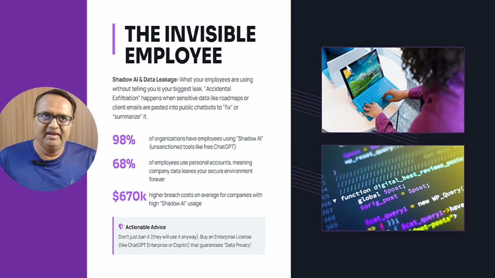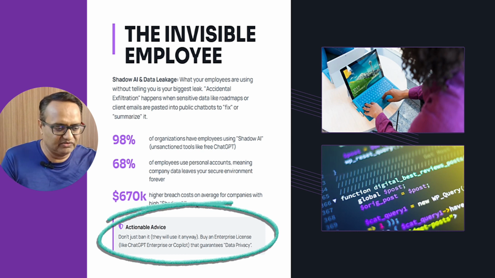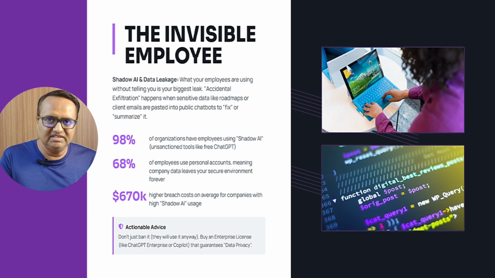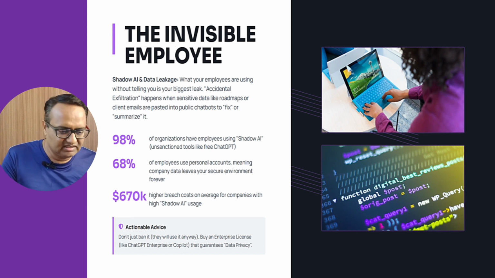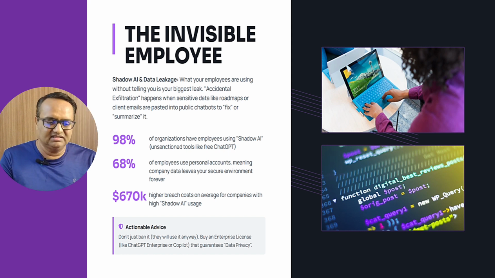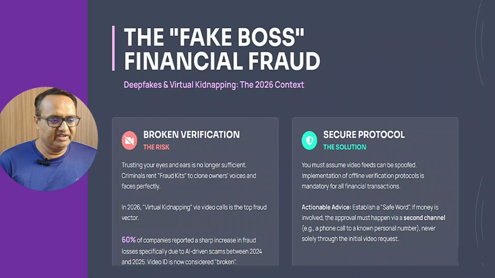What is happening is that when employees use the free version of OpenAI, whatever corporate data we put in, whether summarizing data or creating a presentation, all this data goes in and gets trained on. The data is actually getting leaked into the AI world. This is exactly the invisible employee, a problem faced in current AI systems. It can be solved with the first element we talked about, data privacy. One way to solve it is to use the enterprise version of AI, like the enterprise version of ChatGPT, which guarantees data privacy. The second problem is the fake boss or financial fraud.